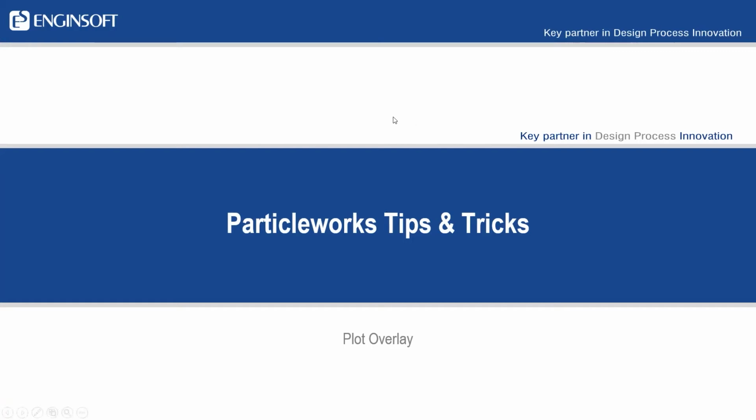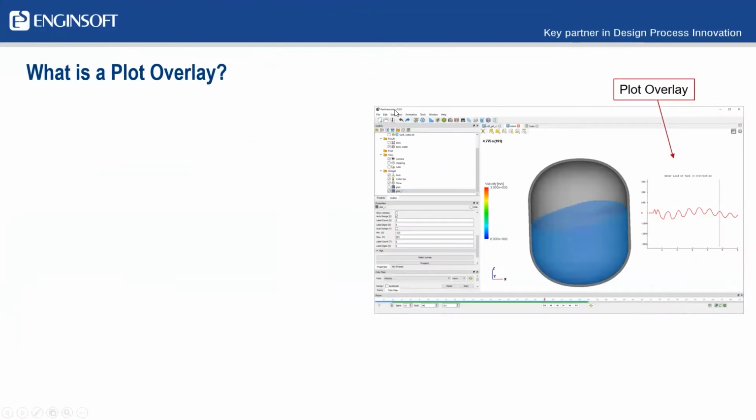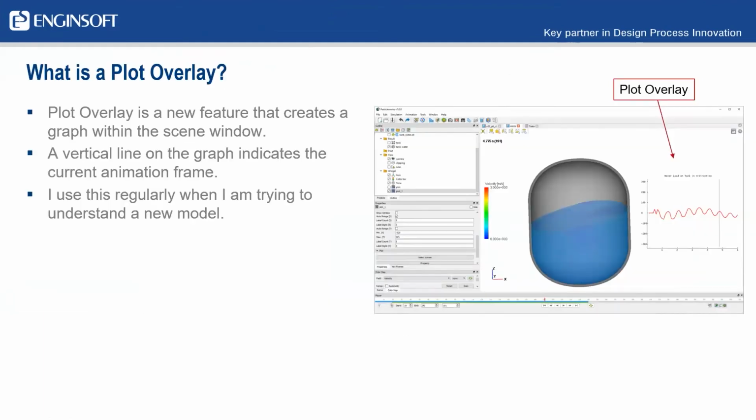And it's another way to visualize your information. So what is the plot overlay? The plot overlay puts a little plot right in your scene window, right there next to it, and it has a little vertical line which indicates the time step that you're currently at, and you'll be able to see that a little more clearly when I play some animations. But I'm using this all the time when I'm trying to understand a new model. It's a quick and dirty way to plot and be able to easily see a comparison of the plot and where you are in the animation at the same time.